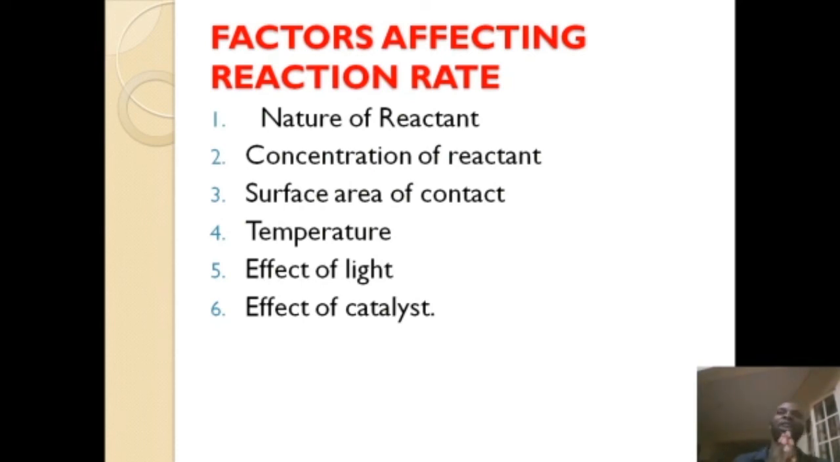Okay, another factor that affects the rate of a chemical reaction is temperature. The higher the temperature, the higher the rate of a chemical reaction. Most reactions do not take place in cold temperature. The temperature has to be increased for that reaction to take place. A typical example is magnesium and water. Magnesium does not react with cold water, but once you warm the water a bit, the reaction takes place, producing magnesium hydroxide. Okay, that is for temperature.